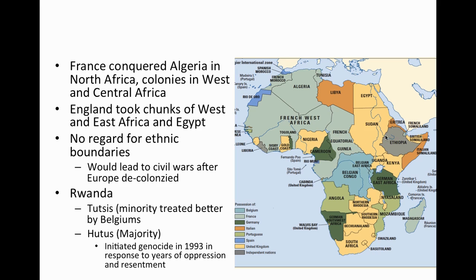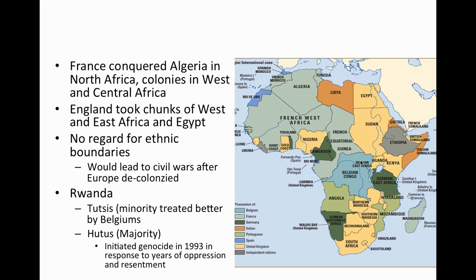Eventually, this is basically what it would look like, this land grab. France would conquer northern Africa, Algeria especially, also colonies in the western part of Africa. England would also take chunks of western and eastern Africa. Where's England? England is yellow right here.